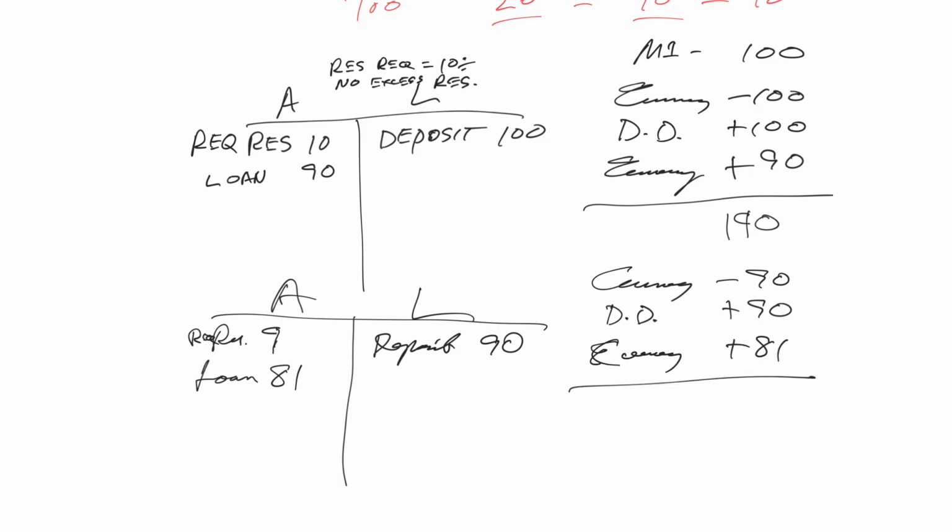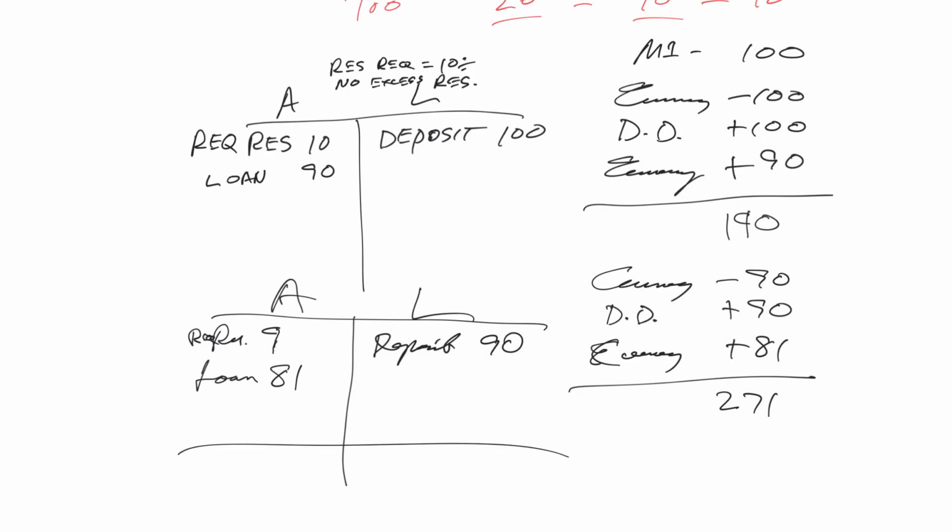So what is the money supply now? Well, we started out with 190. And then currency exchange for demand deposit. But then 81 bucks was lent out. So 190 plus 81, the money supply now is 271.